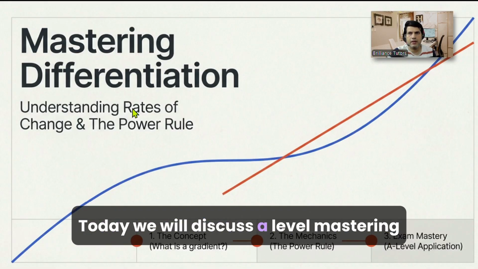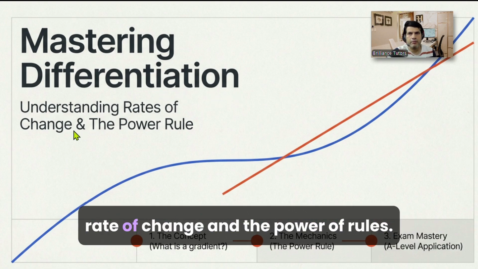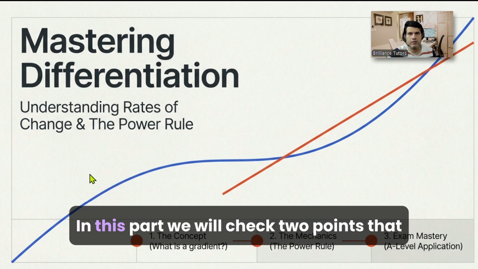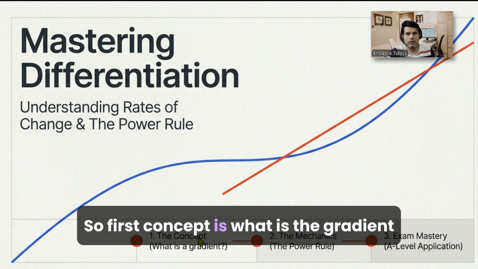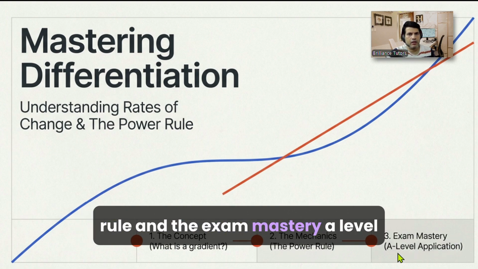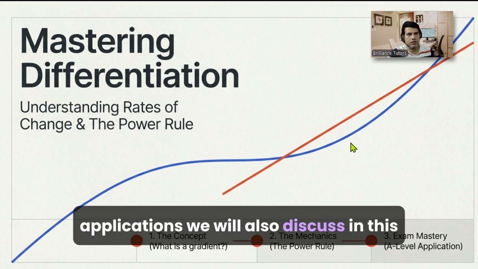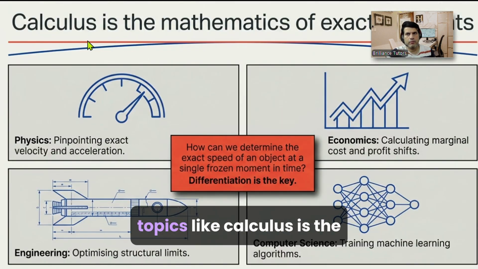Today we will discuss A-level mastering differentiation, understanding the rate of change and the power rule. In this part we will check two points: the power rule and understanding the rate of change. So the first concept is what is the gradient, then mechanics, the power rule, and the exam mastery A-level applications we will also discuss in this chapter. So let's go ahead and see the different topics.